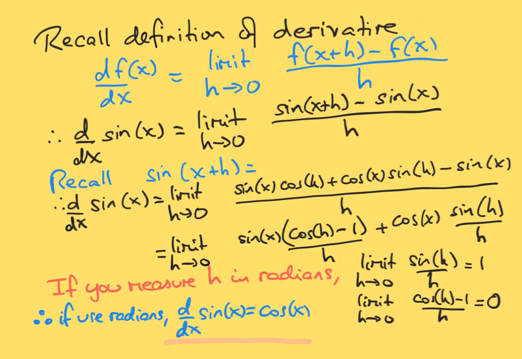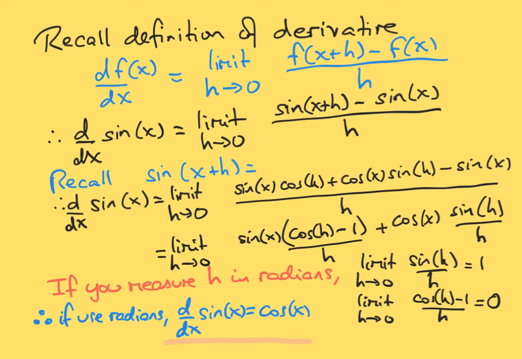So on this slide, what I'm going to do is explain why the derivative of the sine function is the cosine function, and we're going to see that this is related to some limits. So let's look at the definition of a derivative. The function f of x differentiated with respect to x is the limit as h approaches 0 of this difference, the function evaluated at x plus h minus the function evaluated at x, all divided by h.